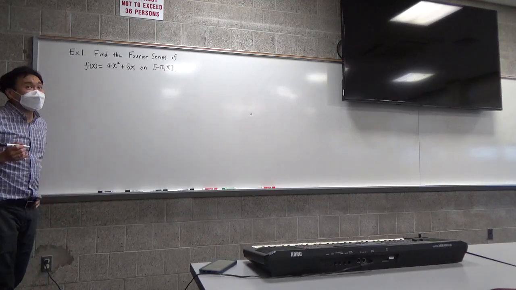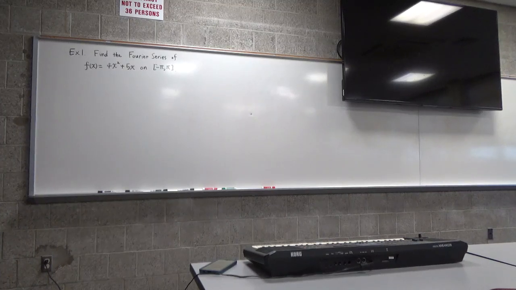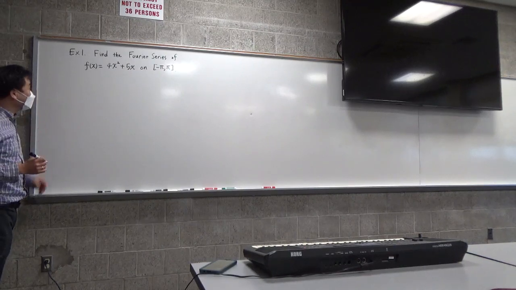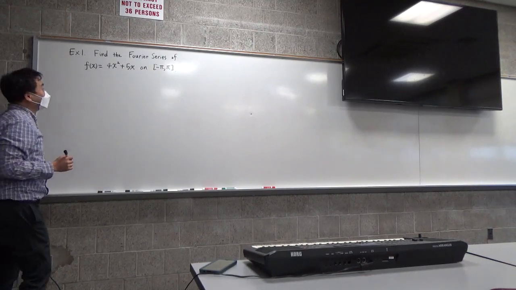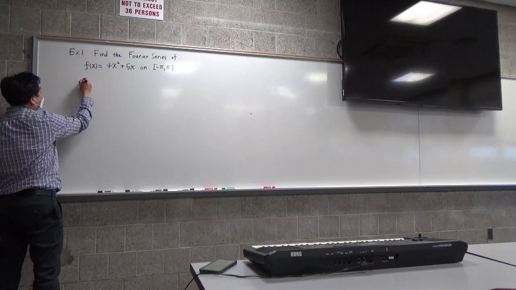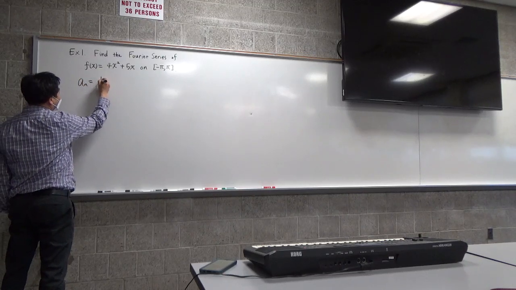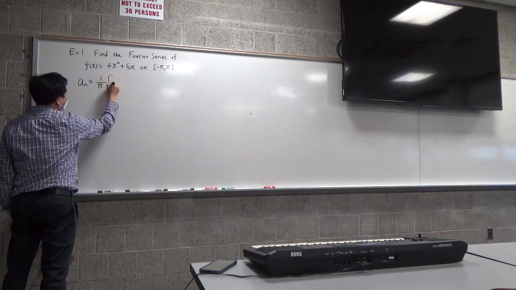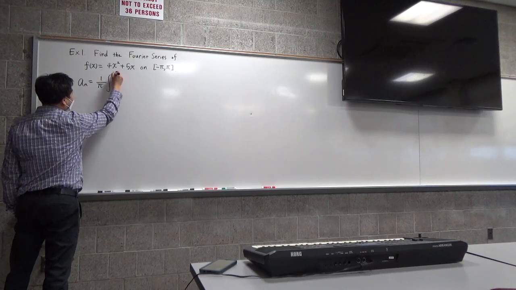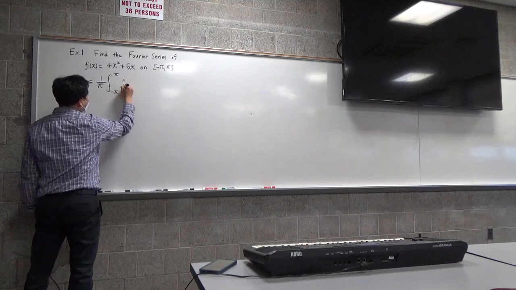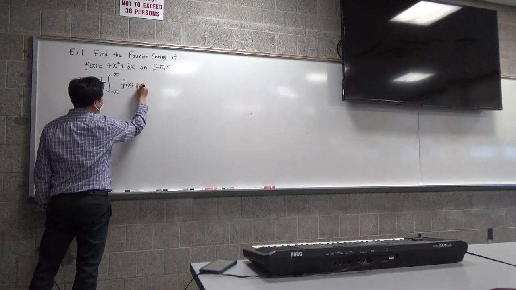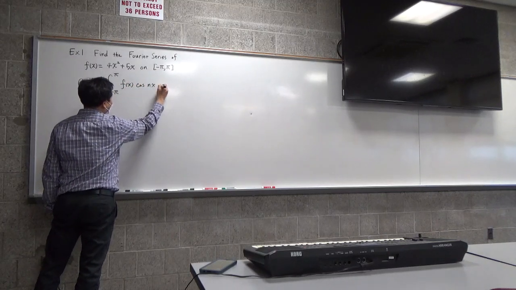Let me show you an example of how you calculate the Fourier series for a given function from negative pi to pi. You have to use these formulas. An is computed by 1 over pi, integration from negative pi to pi, of f of x multiplied by cosine nx dx.